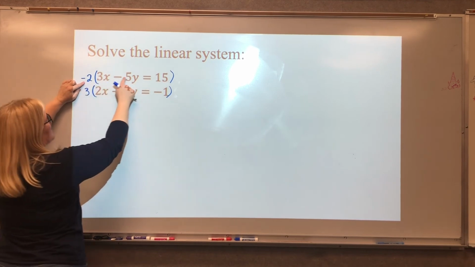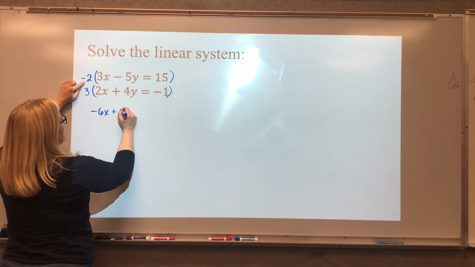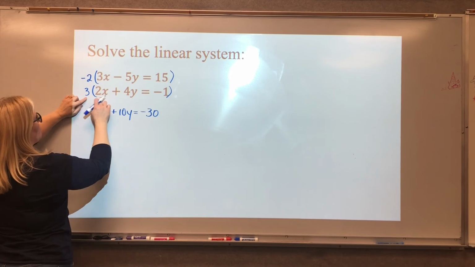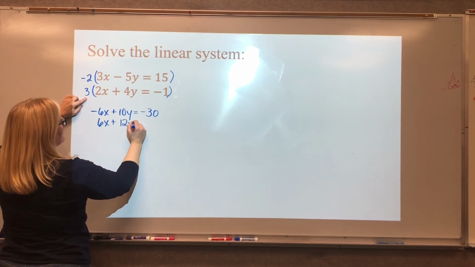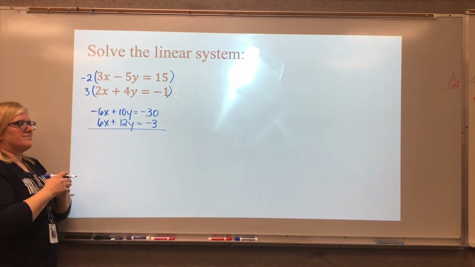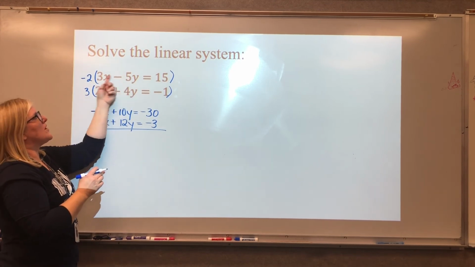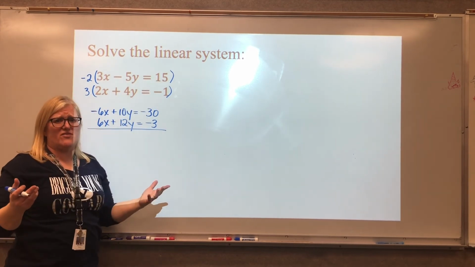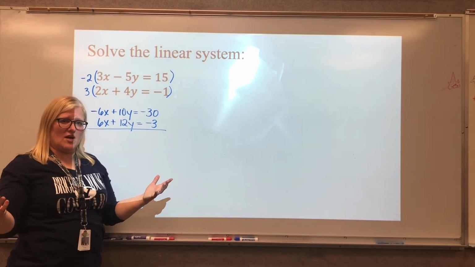So negative 2, when I distribute all the way through, I get negative 6x plus 10y equals negative 30. And now when I multiply through here, I get 6x plus 12y equals negative 3. And now look what I have. Right? And I can do this, because whatever I do to one side of the equation, I can do to the other side. I could multiply both sides by 100 if I wanted, right?